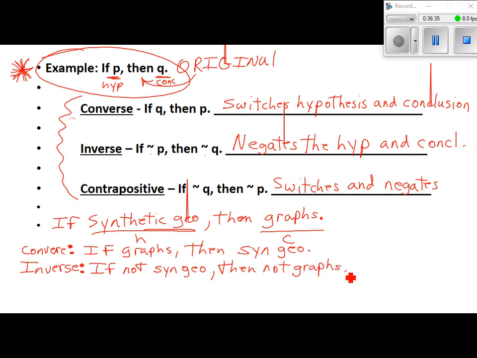Make it make grammatical sense. It doesn't have to be perfect or anything, but contrapositive. I hate writing out the word contrapositive. It's all right if I abbreviate it like that every time. Is that going to confuse you, Kyler? Contrapositive does what to both of them? Switches and negates. So what's it going to say? If what? If not graphs, then not synthetic geo.